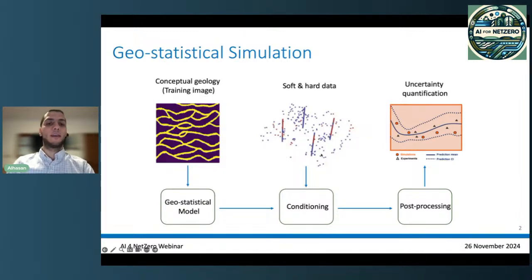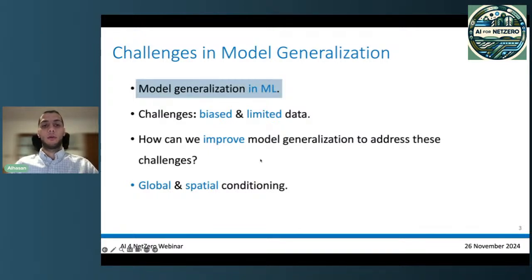But it is often the case that the conditioned distribution is different than the training image. And this raises a question of how good the conditioning algorithm can be. This is a well-known concept in machine learning called model generalization, which is the ability of the model to perform well on unseen patterns. In the geostatistical simulation context, this means the ability of the model to condition on unseen observed data.